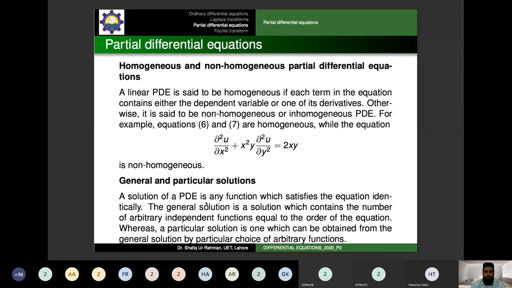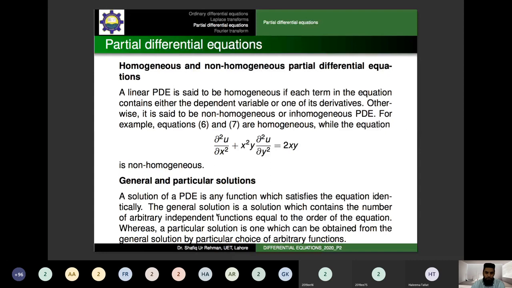A solution of a partial differential equation is any function which satisfies the equation identically. Surely it has to be a solution. Then we are going to talk about general and particular solution. Solution means not only the value in terms of an expression of the dependent variable, but all sorts of derivatives involved in the equation should be satisfied, or the equation should be satisfied identically. If you plug in all these things in the equation, the equality must hold.